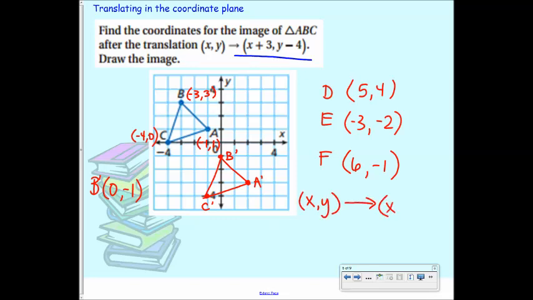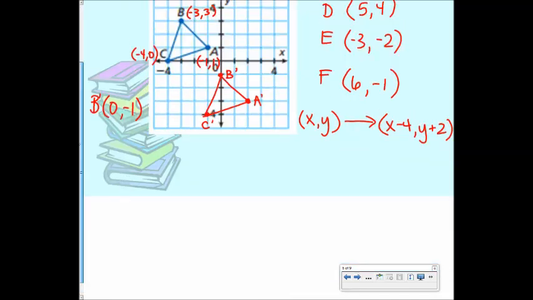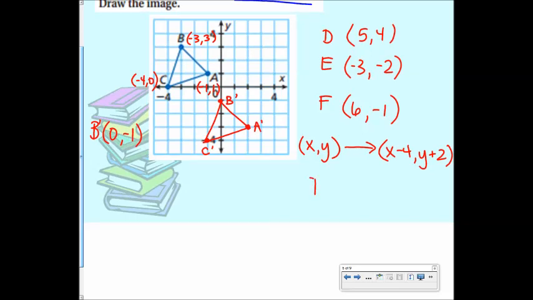All right, if this were my translation, and I'm going from DEF to D prime, E prime, and F prime, this is the direction. Which way is this moving? If you were just describing to me which way this is moving, which way would this be moving? Is it moving to the left or right? Left. How do you know that? Next to the x. So the x tells you left and right, whereas the y tells you up or down. So it's moving 4 to the left and then up 2.